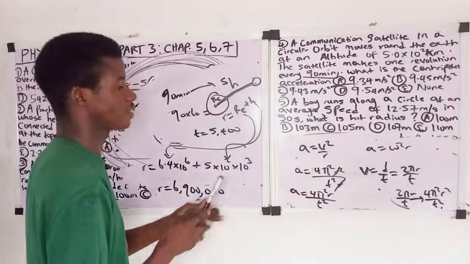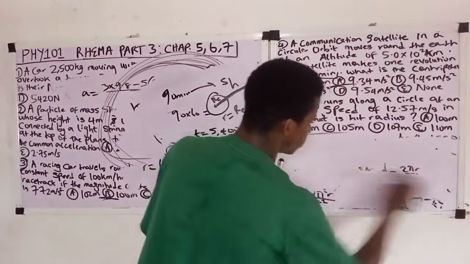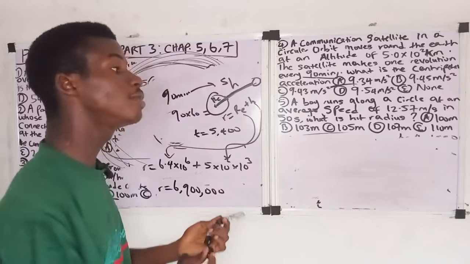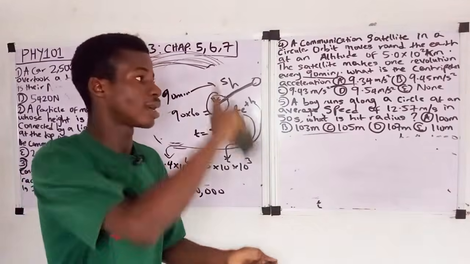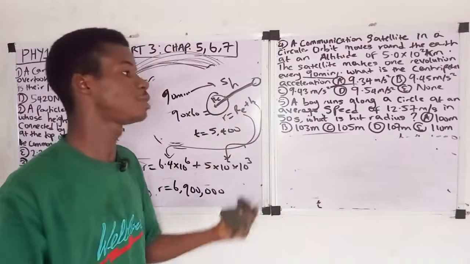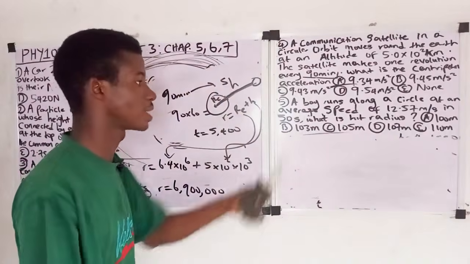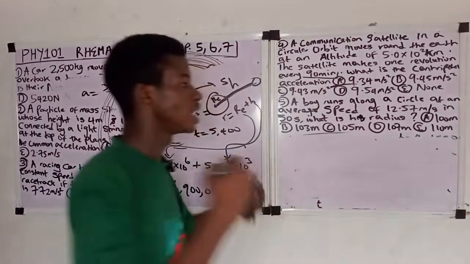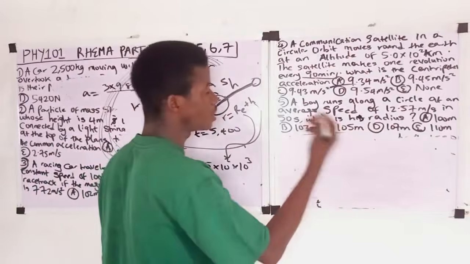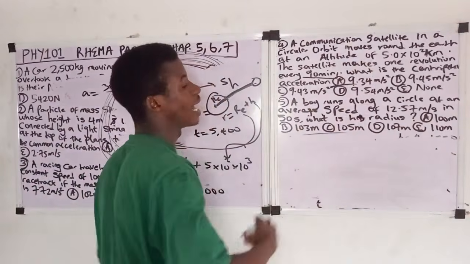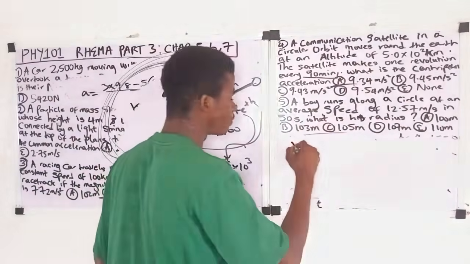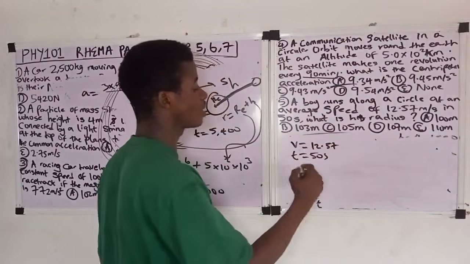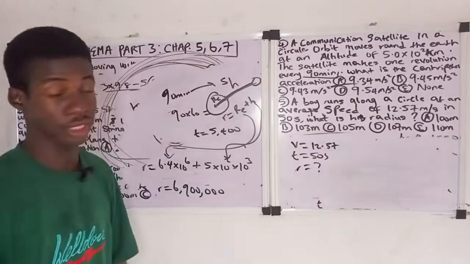Now let's move to the next question, which is question 5. So question 5, they said a boy runs along a circle at an average speed of 12.57 meters per second in 50 seconds. What is its radius? It's very easy. We are looking for the radius. They said the boy runs along a circle at a velocity of 12.57. The time is 50 seconds, right? We're looking for the radius, exactly what we did just now.